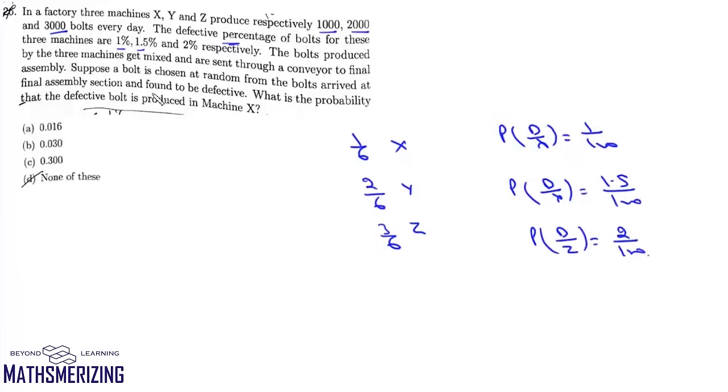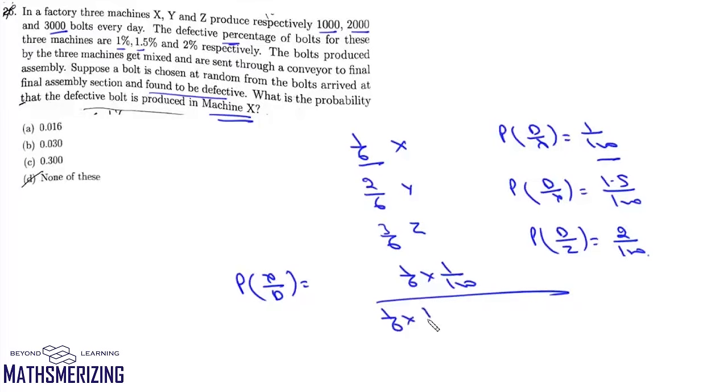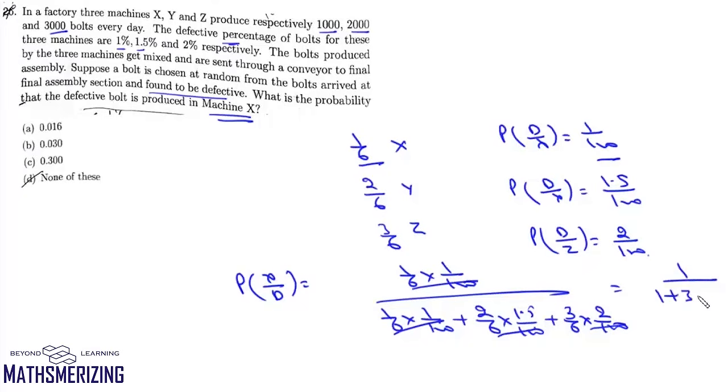Now it says a bolt is found to be defective. What is the probability that this bolt is produced in machine X? So it's a Bayes theorem question. If it is defective, it came from machine X, so we'll take this case in the numerator. So it will be 1 by 6 into 1 by 100 upon 1 by 6 into 1 by 100 plus 2 by 6 into 1.5 by 100 plus 3 by 6 into 2 by 100. So this 100 into 6 will cancel. So we'll write this probability as 1 upon 1 plus 3 plus 6. So it will be simply 1 by 10, which is none of these.